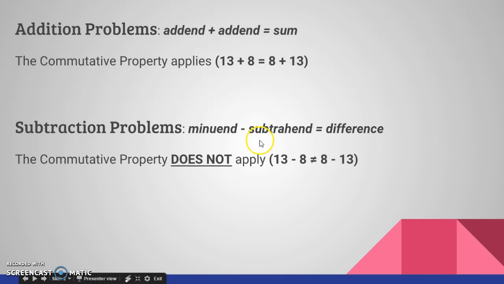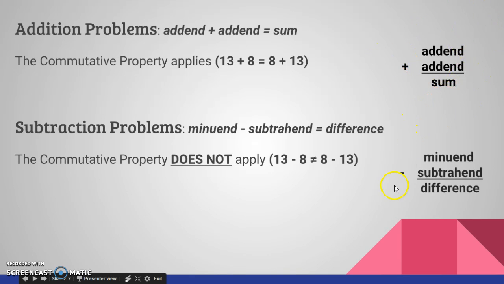In subtraction problems, we have the minuend, which is the first number. We subtract the subtrahend, or the second number, to end up with our difference. And again, the commutative property does not apply in subtraction, because 13 minus 8 is definitely not the same thing as 8 minus 13. So again, addend plus addend is sum, and the minuend take away the subtrahend would be the difference. The minuend always has to go on top.